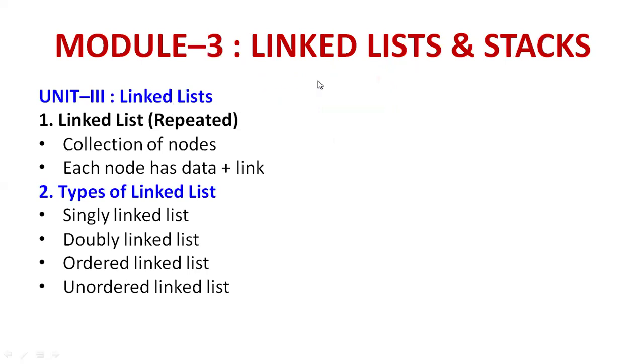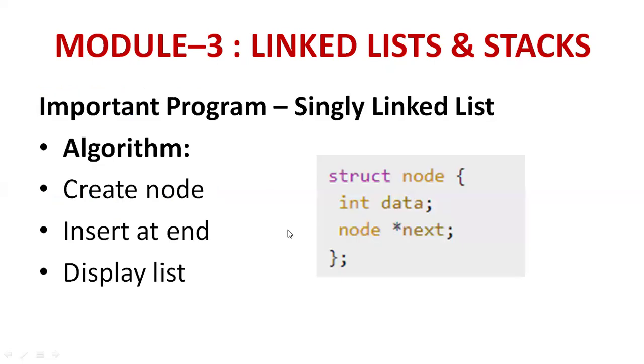So coming to module number 3, we have linked lists and stacks. Linked list is a repeated topic. A collection of nodes is generally called a linked list. Each node has data plus a link. That is what is called a linked list. What are the types of linked list available? Singly linked list, doubly linked list, ordered linked list, unordered linked list. You can write and give some notation. You can represent it graphically so that you can convey it to the examiner without any issue. It is also a repeated question you can expect in the university examination.